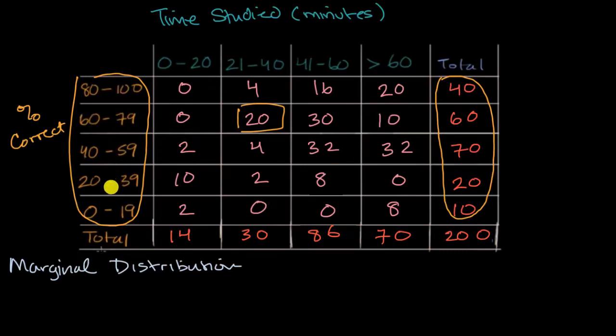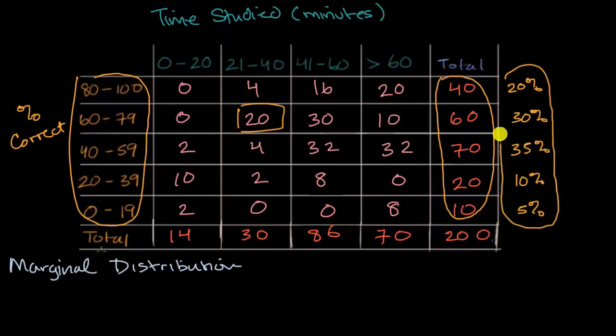Now, a marginal distribution could be represented as counts or as percentages. So if you represent it as percentages, you would divide each of these counts by the total, which is 200. So 40 over 200, that would be 20%. 60 out of 200, that'd be 30%. 70 out of 200, that would be 35%. 20 out of 200 is 10%. And 10 out of 200 is 5%. So this right over here, in terms of percentages, gives you the marginal distribution of the percent correct based on these buckets. So you could say 10% got between a 20 and a 39.